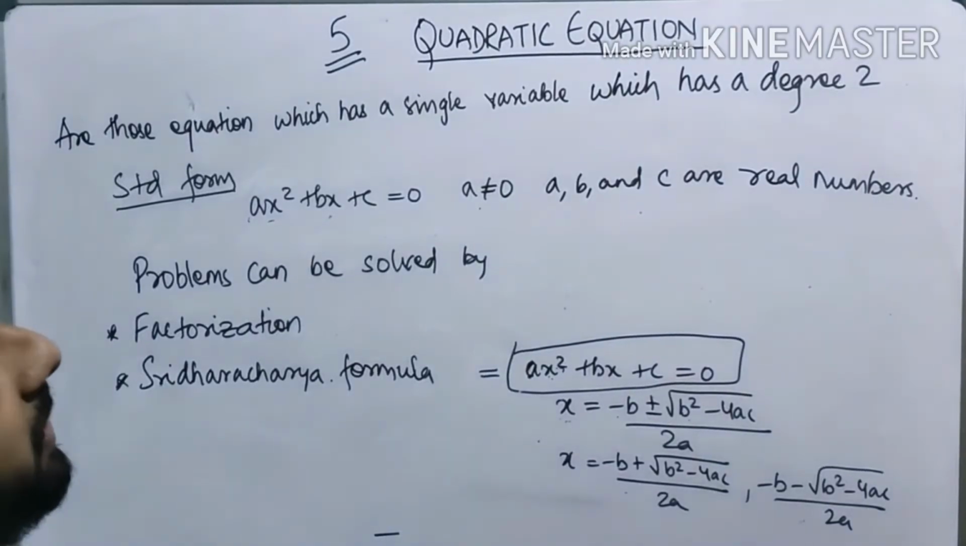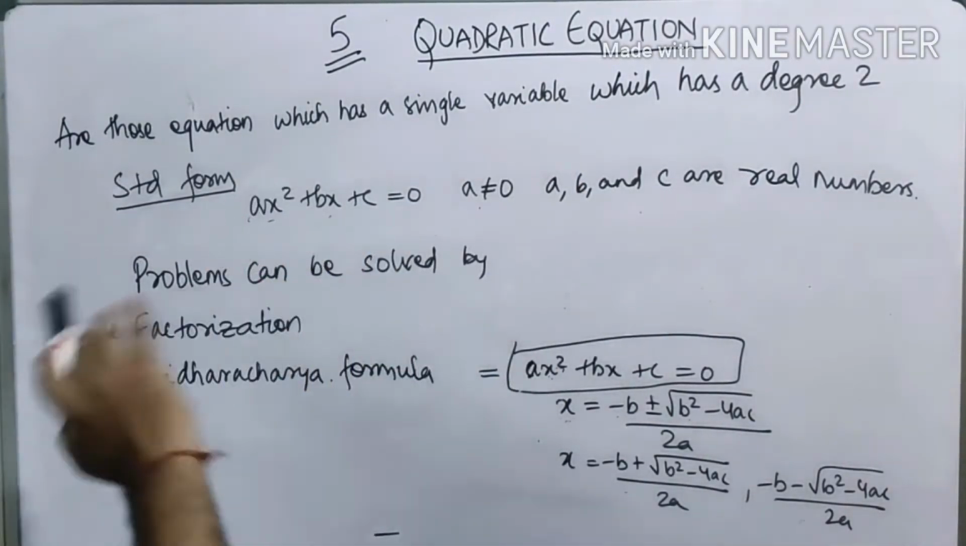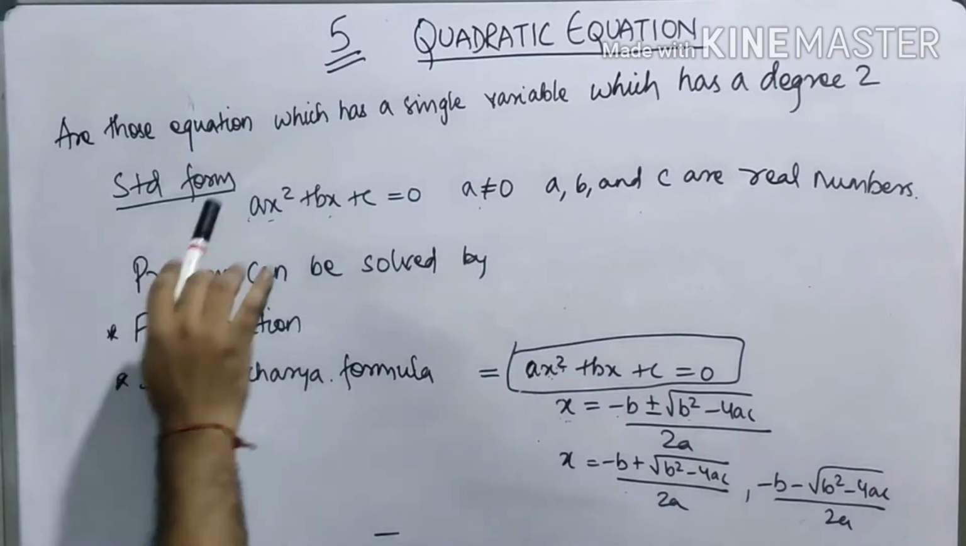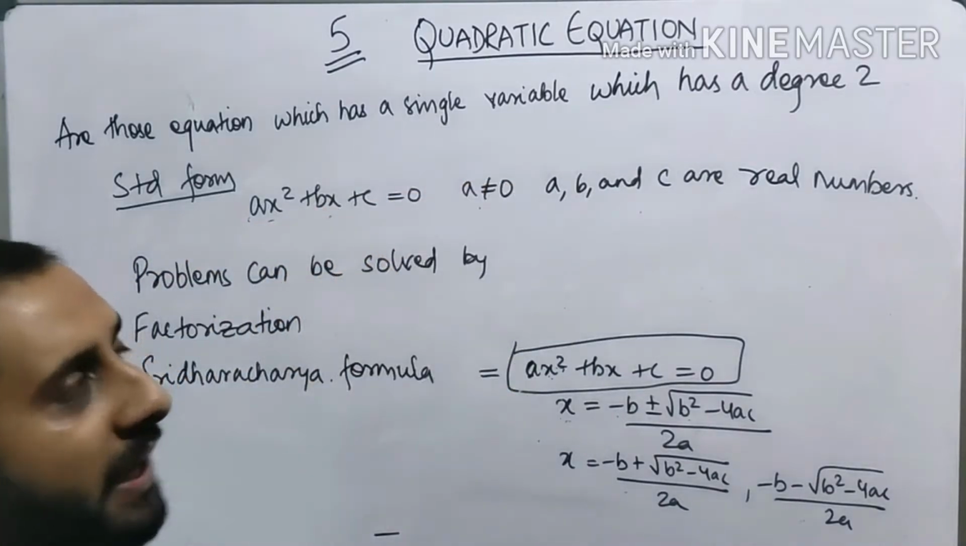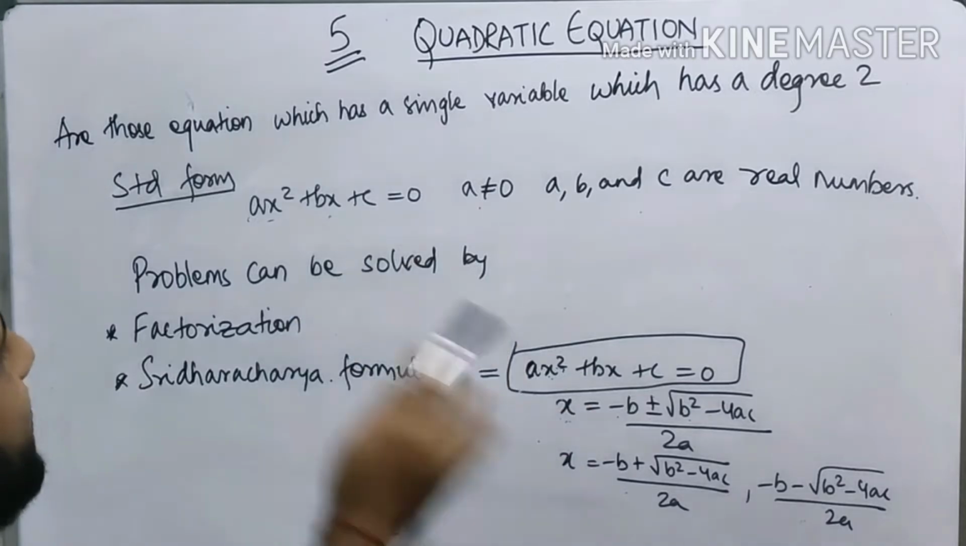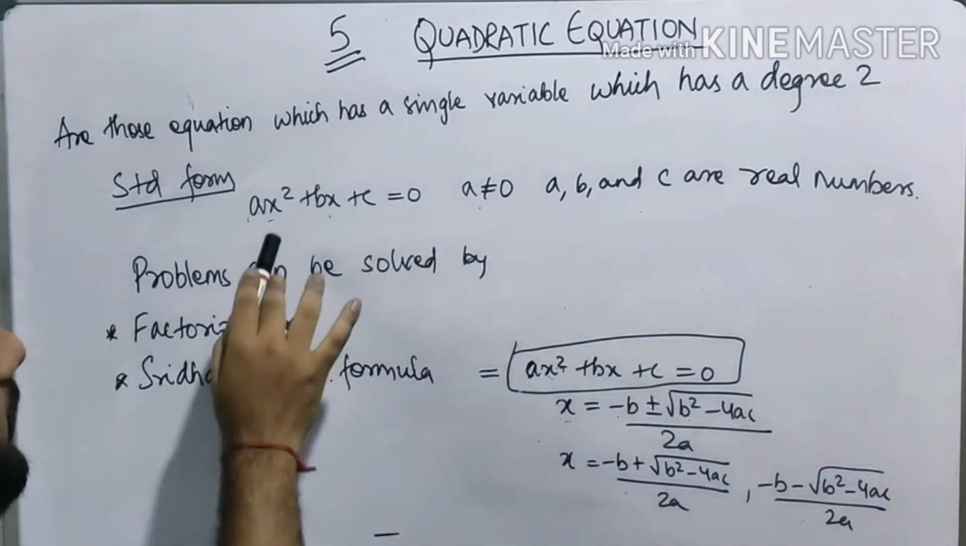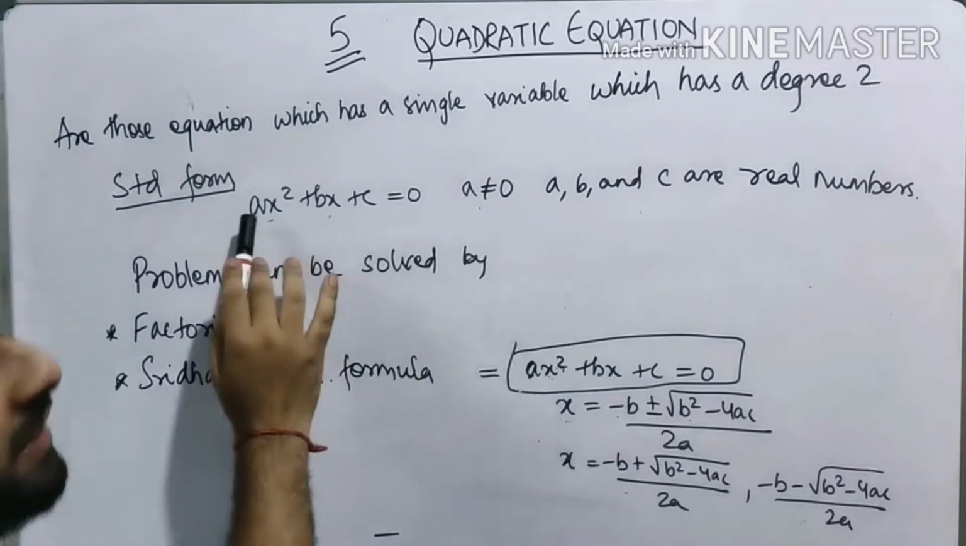Students, now we'll be studying quadratic equations. Let us study what a quadratic equation is. Those are equations which have a single variable, and the variable has a degree of 2. Its standard form is written as ax² + bx + c. x is a variable, and a, b and c are real numbers.